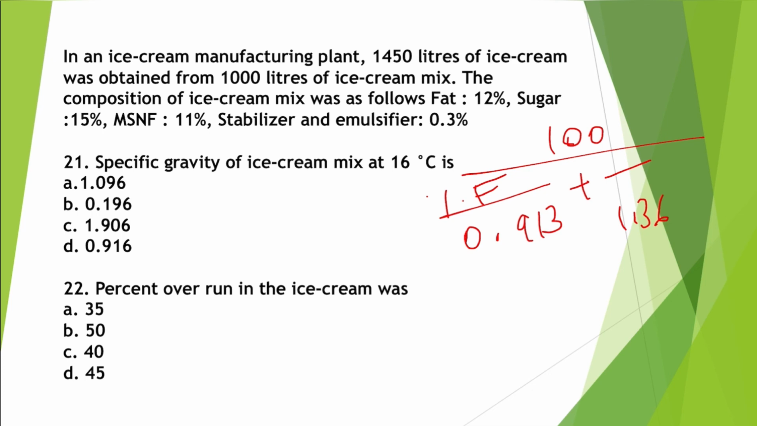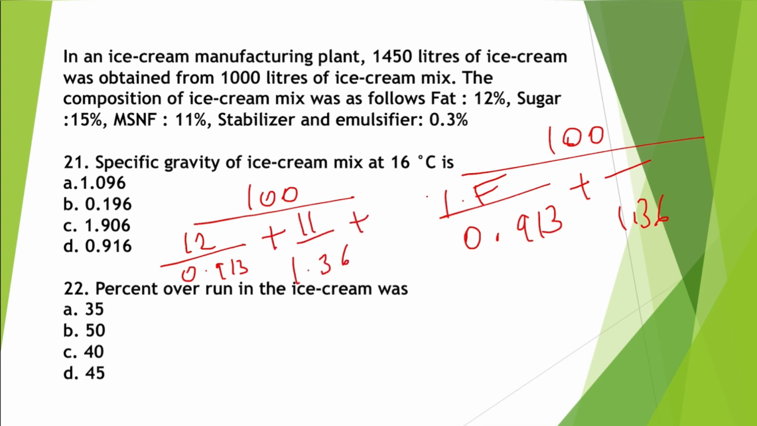So the equation will be like this: 100 upon 12 upon 0.913 plus 11 upon 1.36 plus 15 upon 1.63 and 0.3 upon 5.5 plus 6.17. After calculating it, the answer will be 1.09. You should do it in your notebooks. So the correct answer is A, 1.096.